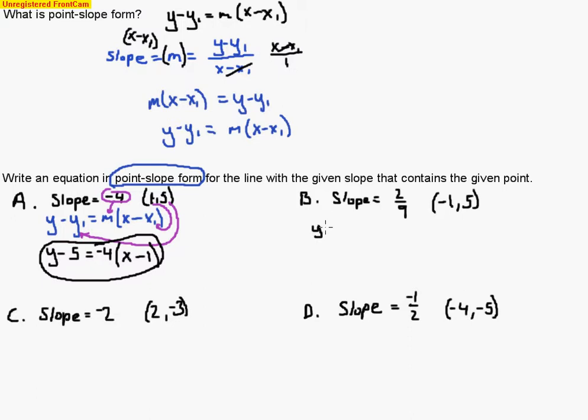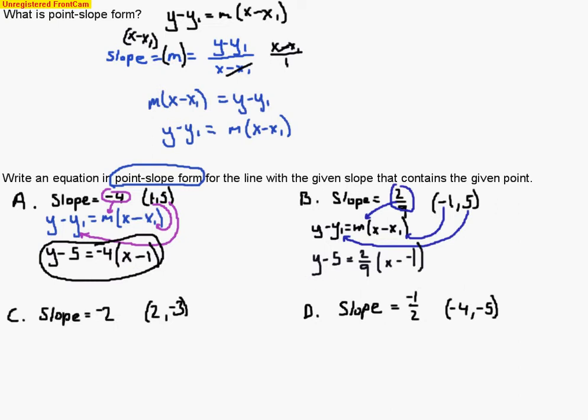First we have y minus y1 equals m times x minus x1. That's our point-slope form. And then we're going to take the values that were given, the 2/9, that's going to go in place of m. We're going to take this negative 1, that's our x value, that goes in place of x1. 5, it's the y value, that goes in place of y1. So we're going to go ahead and do that substitution, and this is what we've got. Y minus 5 equals 2/9 times x minus negative 1.